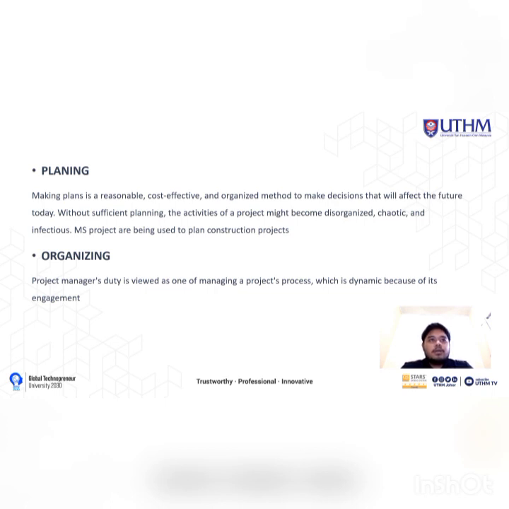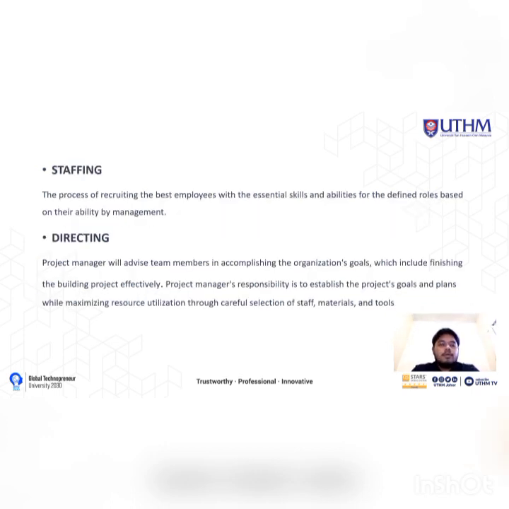So for the organizing, the project manager's duty is viewed as one of the managing project processes, which is dynamic because of its engagement. So next, staffing, the process of recruiting the best employees with the essential skills and ability for the defined role based on their ability by management.